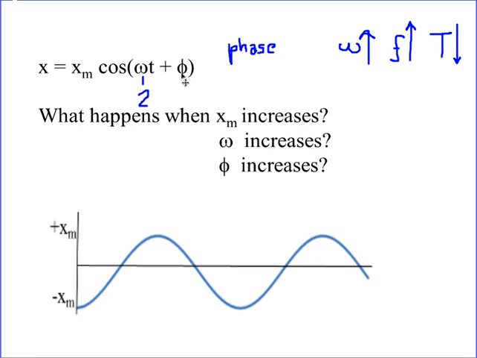If you increased phi, suppose you took it from the current value, the cosine of... no, that was wrong. To get a -1, you need to take the cosine of 180 degrees, or pi. So currently this phase constant is pi, and so when t is equal to 0, we're taking the cosine of pi, which is -1, times the x max.